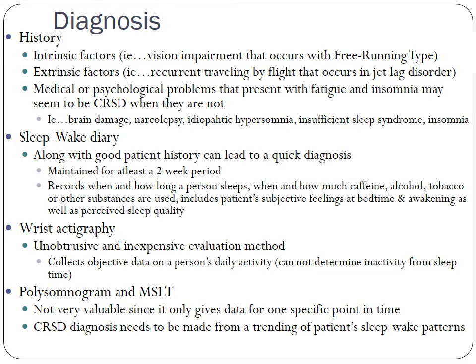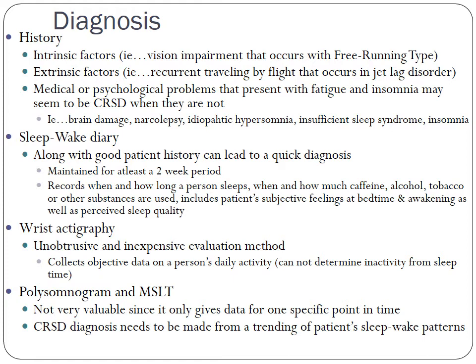Diagnosis. We really need a thorough history. We need to look at intrinsic factors, i.e. visual impairment that occurs with the free running type, and extrinsic factors, for example, recurrent traveling by flight that occurs in jet lag disorder. We want to look at medical or psychological problems that present with fatigue and insomnia. They may seem to be circadian rhythm disorder when they are not. So we want to look for brain damage, narcolepsy, idiopathic hypersomnia, insufficient sleep syndrome, and insomnia.